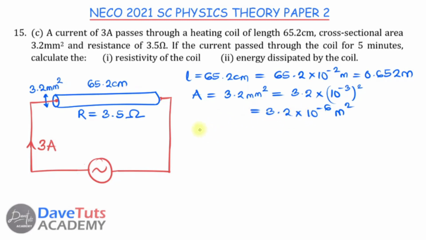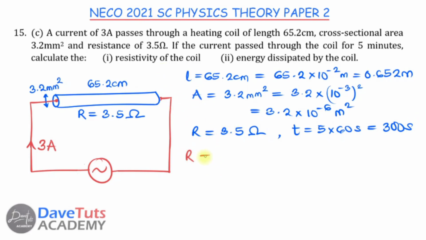So we are given the resistance to be 3.5 ohms. That's good. And then we are given the time in which the current is passing through it to be 5 minutes. That will be 5 times 60 seconds, which is 300 seconds. So we can now go ahead to try and find the resistivity of the coil.